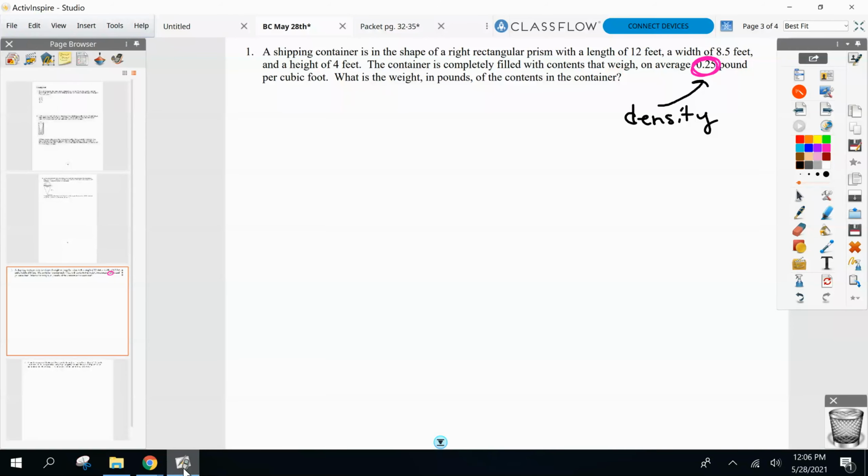Problem number 1, day 2 of density. That 0.25 is your density of this. So I go D equals mass divided by volume. I'm looking for the weight.